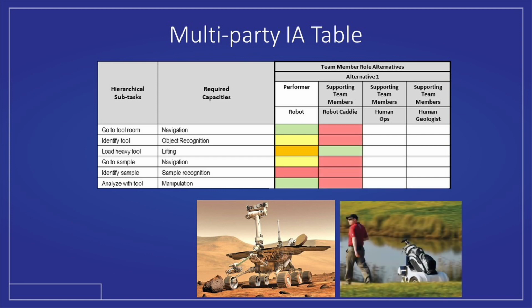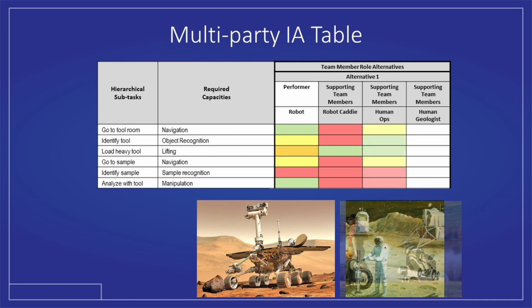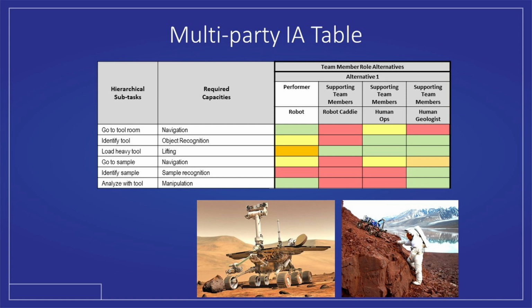As we step through the team members, we can see the caddy can help with lifting the heavy tool, but nothing else. The operations astronaut can help with everything except identifying and analyzing the sample. And the geologist can help with everything except may be unaware of where the tools are kept.